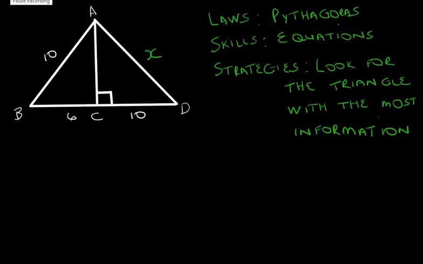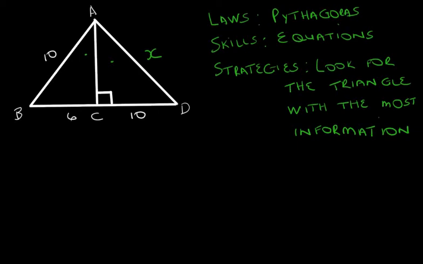So let's look at our laws, skills, and strategies for these two triangles on our left. For laws, we need to know our Theorem of Pythagoras. The skill set that we also need is knowing how to do equations. And then strategies: in these two triangles, we are going to look for the triangle with the most information and solve that triangle first. So if you look at triangle ABC and triangle ACD, which triangle has more information? This triangle or that triangle?